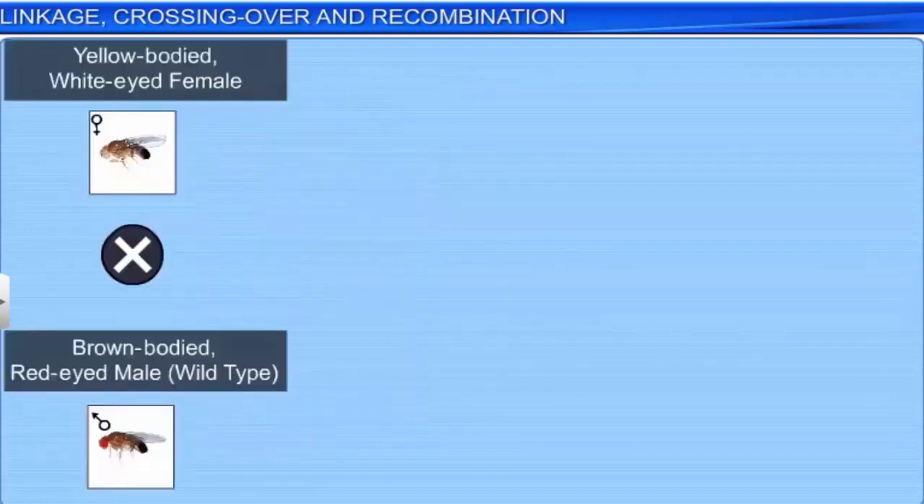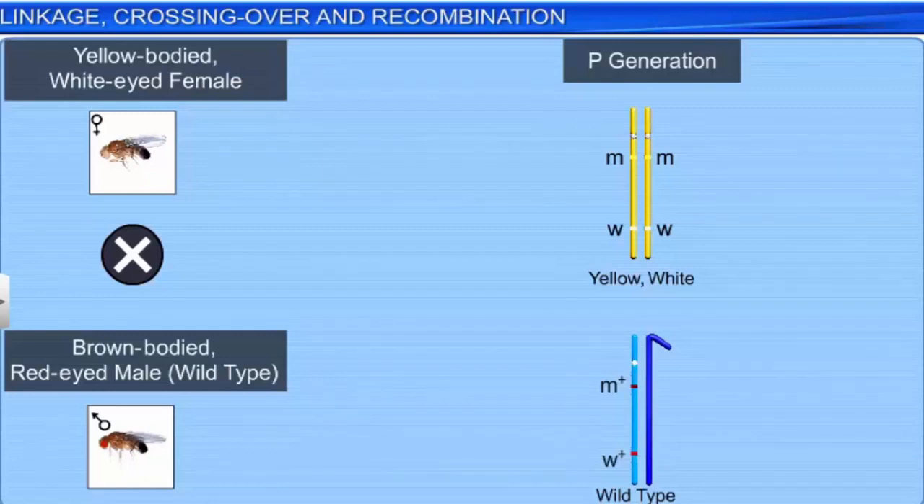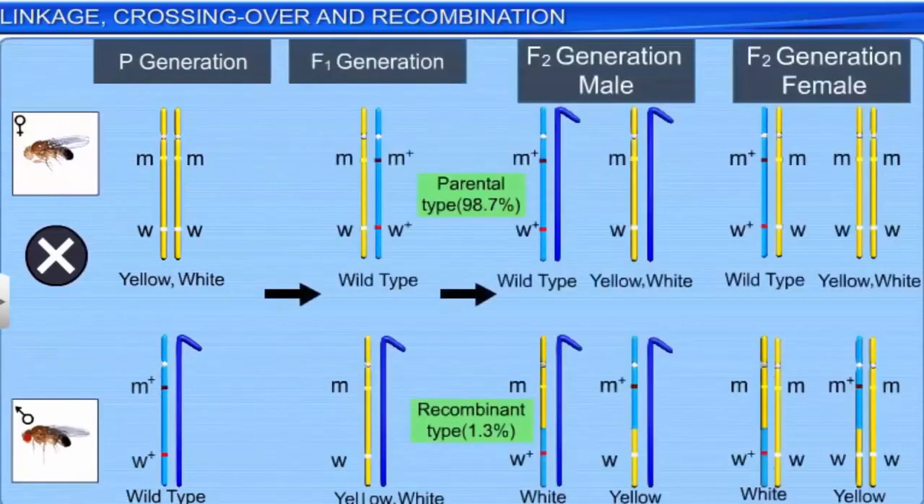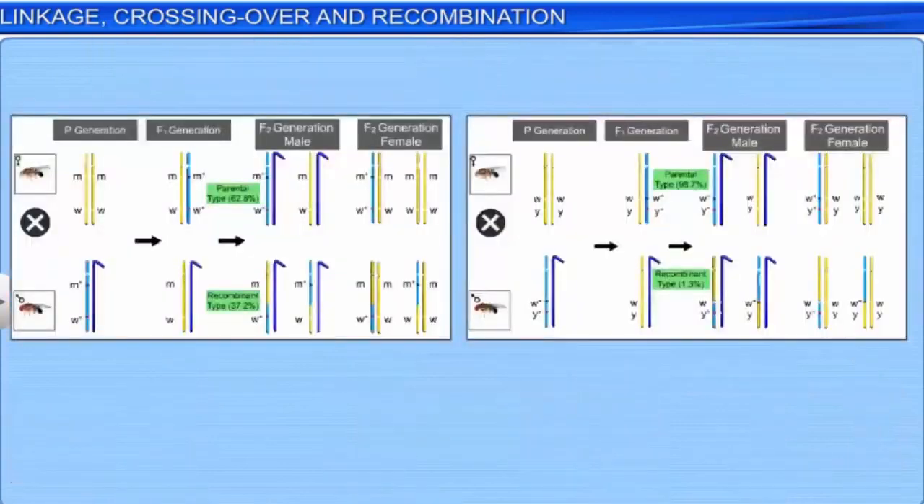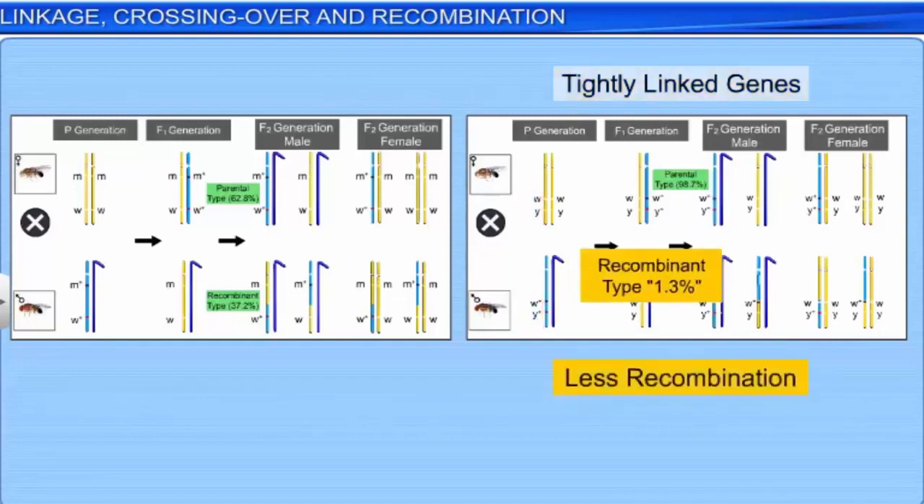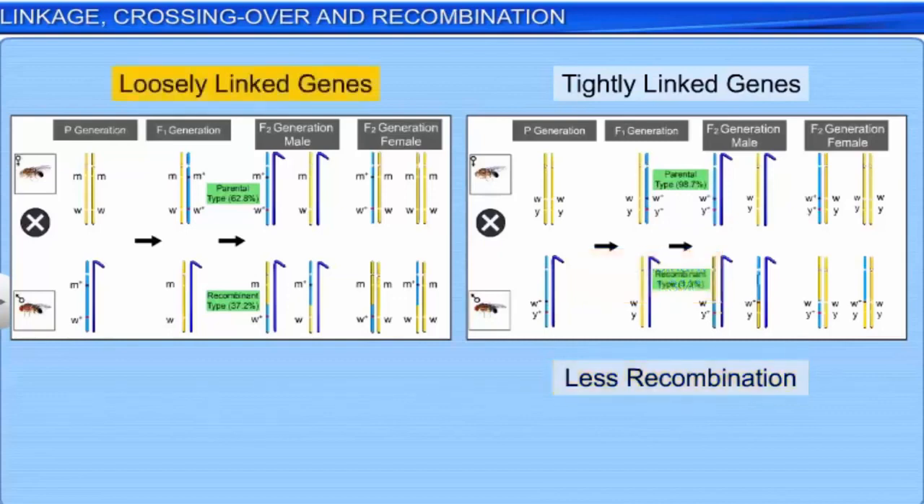Now, let's consider another experiment conducted by Morgan, where he crossed white-eyed miniature winged females with the genotype w m with red-eyed normal winged males with the genotype w plus m plus. From his experiments, Morgan noticed that tightly linked genes, or genes nearer to each other, showed very little recombination, while loosely linked genes, or genes far from each other, showed higher recombination.